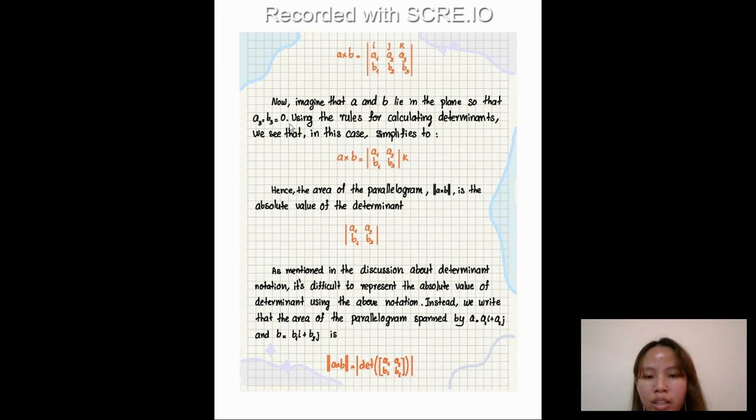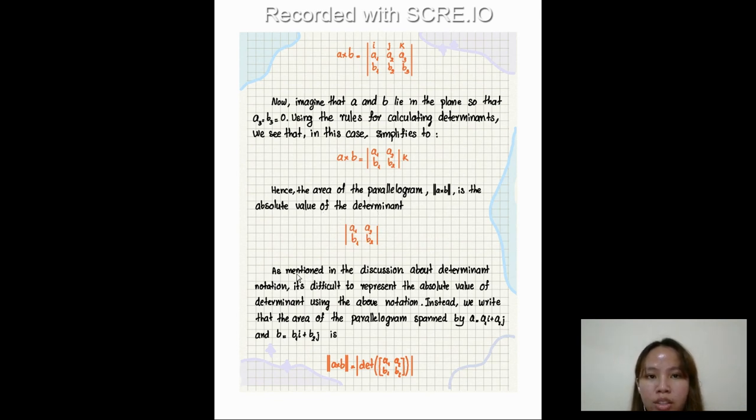Now imagine that A and B lie in the plane, so that A3 equals B3 equals 0. Using the rule for calculating the determinant, we can see that in this case it simplifies so that A cross B equals k times the determinant of the 2 times 2 matrix with values A1, A2, B1, B2. Hence, the area of the parallelogram, the absolute value of A cross B, is the absolute value of the determinant.